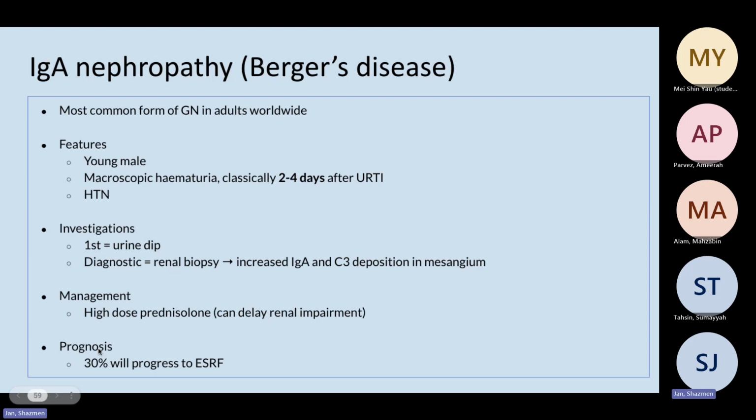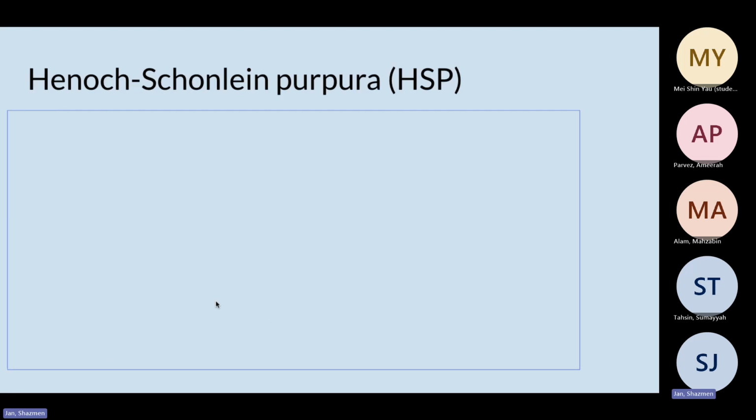The prognosis isn't great because a third of these patients will go on to develop end-stage renal failure. But that's an overview of IgA nephropathy. Now we move on to Henoch-Schönlein purpura.